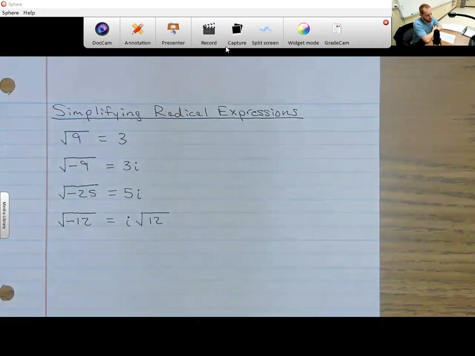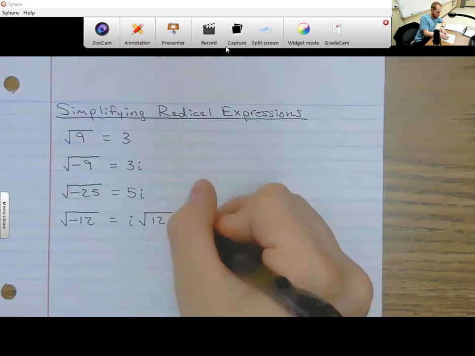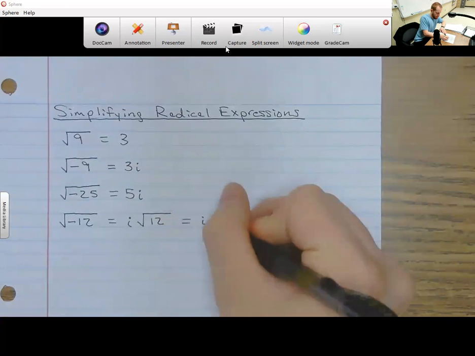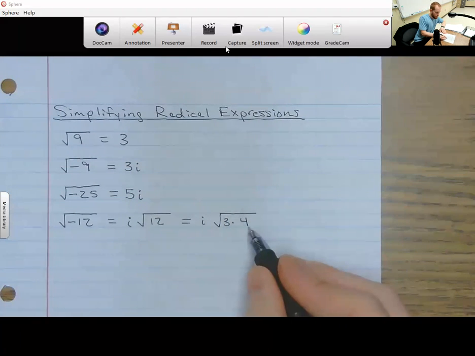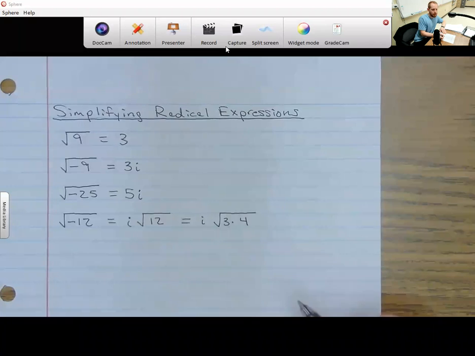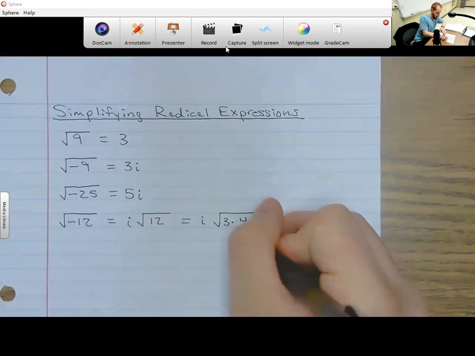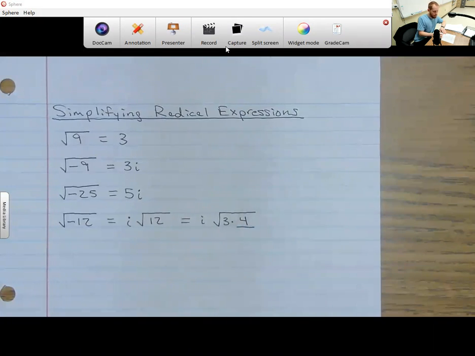The next thing I'm going to do is I'm going to take that 12 and I'm going to break it up into 3 and 4, just like I did last time. So this is going to become I times the square root of 3 times 4. And we know that the 4 is a perfect square. So I'm going to underline that. The 4 gets underlined.